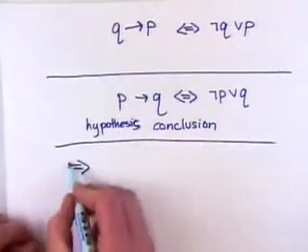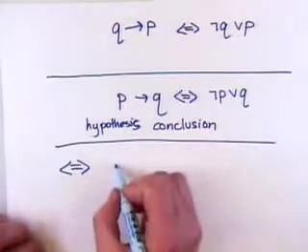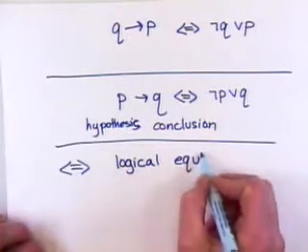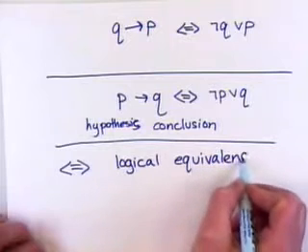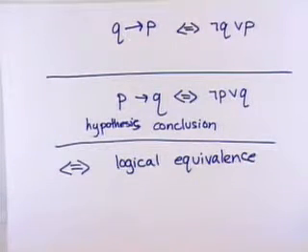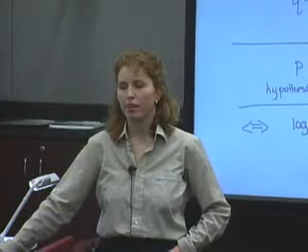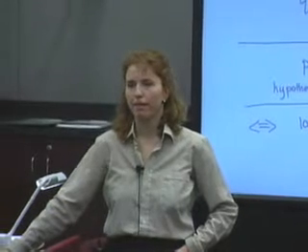So we're going to use a symbol to tell that these are the same. This symbol is a very important one that we're going to use. It's called logical equivalence. It's just like an equal sign, except we're talking about true and false values, and that's why it doesn't look the same as an equal sign.